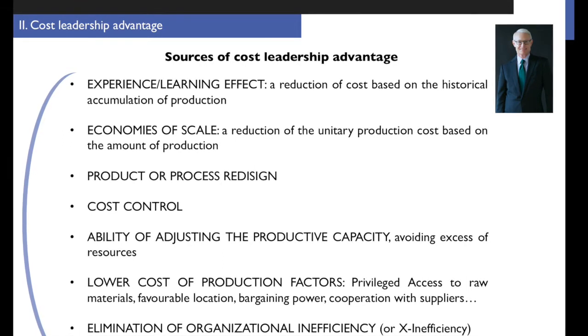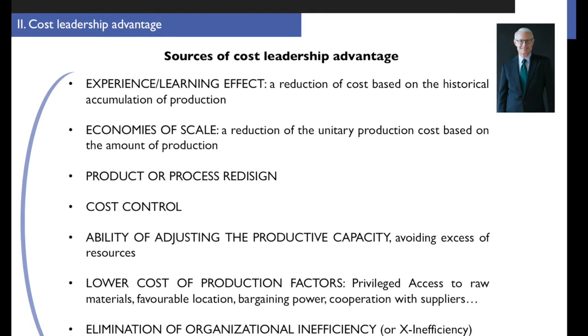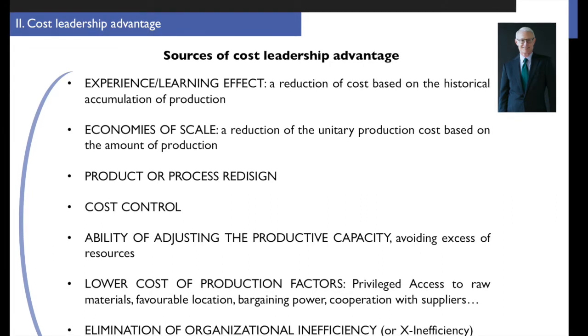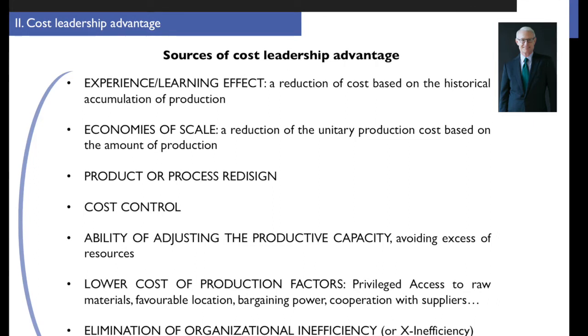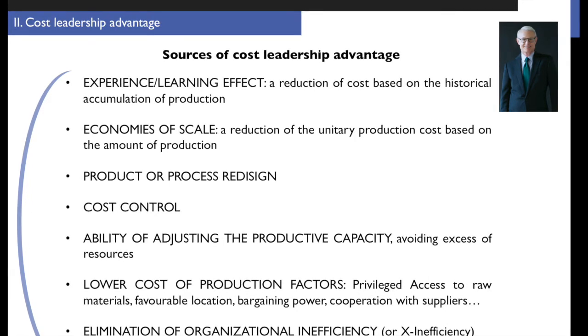A lower cost of production factors. You can, through different mechanisms, get production factors at a lower cost. How? Well, maybe you can have privileged access to raw materials. Think about that. IKEA, for instance, has got its own forestry. If they have got their own trees, maybe the unitary cost of the wood can be lower. Okay? You can have a favorable location, which enables you to produce more units in less time.